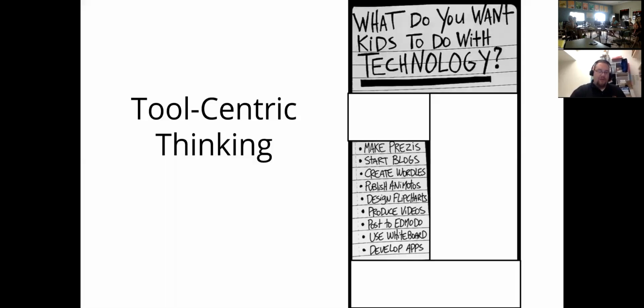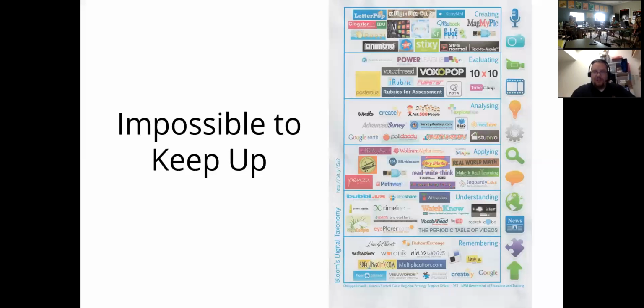So the idea of starting with the tool first is really this concept of tool-centric thinking. Again, I want kids to be able to create a Prezi or make a blog or make videos. And those are good activities. But if we start with that thinking, it limits what we can do, and it limits how effective the technology can be in terms of student learning. We really want to make that shift, because it's also impossible to keep up with these tools. They keep changing. If we were always in that tool-centric thinking, our heads would be spinning and we'd never have any focus and we'd be all over the place.